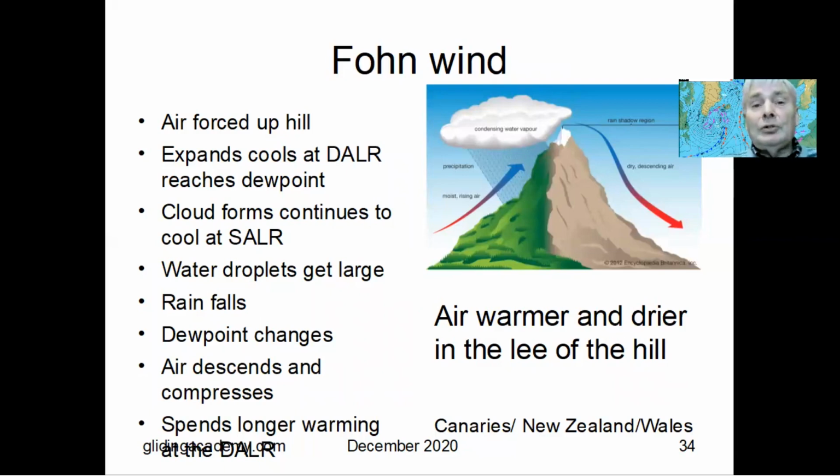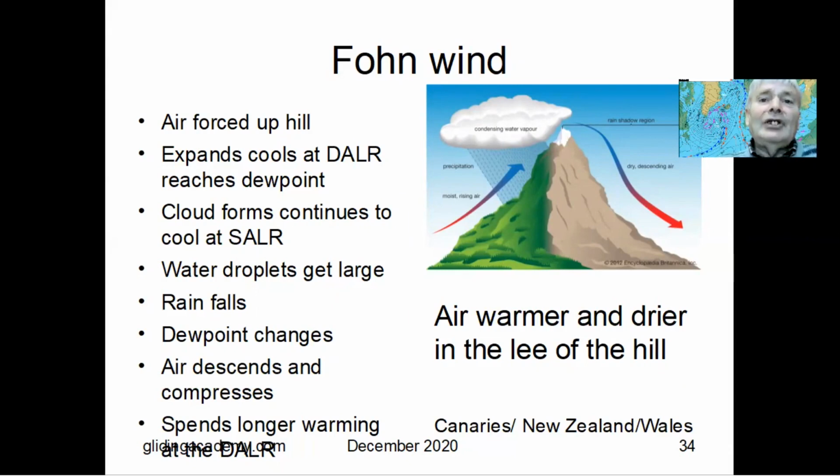As the air continues rising, it cools now at the saturated adiabatic lapse rate, and the water droplets within the cloud are getting larger and larger, until in the end they can't be held in suspension anymore, and we get rain. So if that happens and we get rain, then the air is being dried out. Remember the water cycle, the rain itself is taking away moisture from the air, and it's changing the dew point.